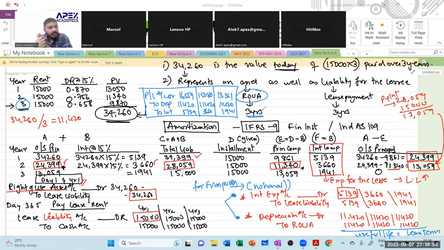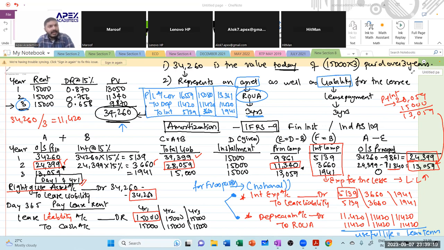Sir, interest calculation. What is the present value of the asset? 34,260. Did you understand how to arrive on this? Yes, sir. Okay. If it is an asset, it is also a liability. Asset has to be equal to liability in the beginning. Yes or no? Yes, sir.